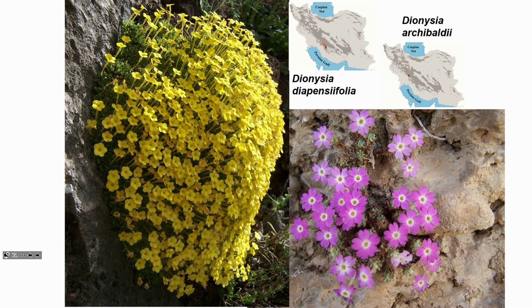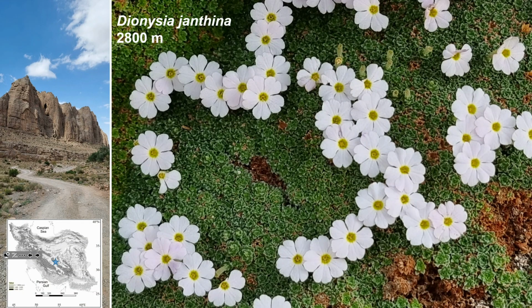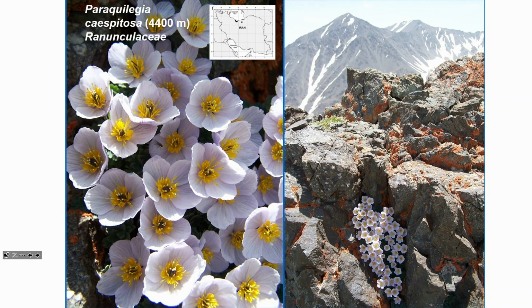A few examples, all of them are on rock, very close to Primula. And Dionysia archibaldii, this one is Dionysia diapensiifolia, Dionysia khatamii, I saw 2 years ago. You see, it is again in central mountain of Iran. And this one, again, in the same place. Dionysia giantina with white color.